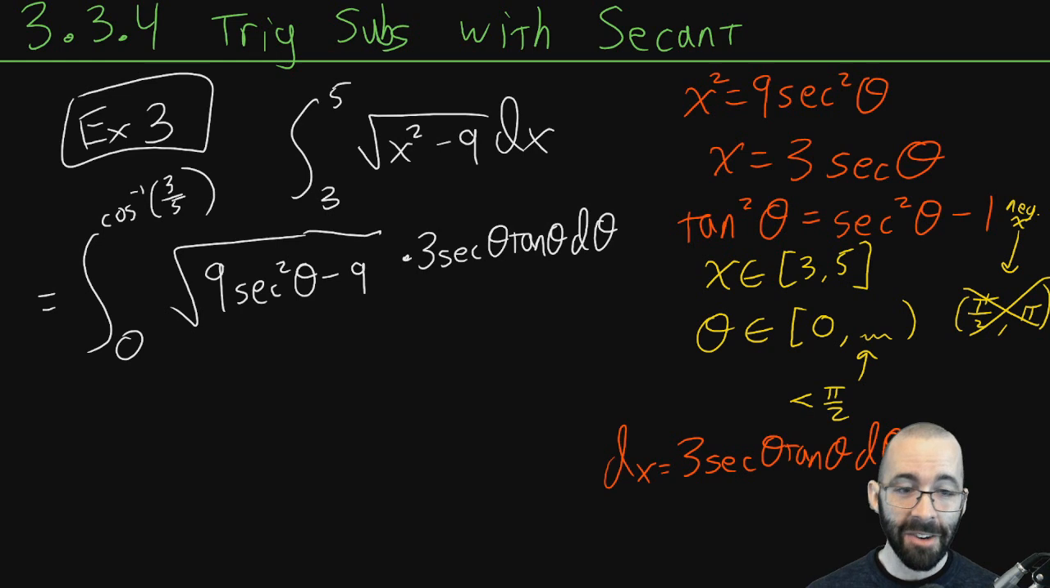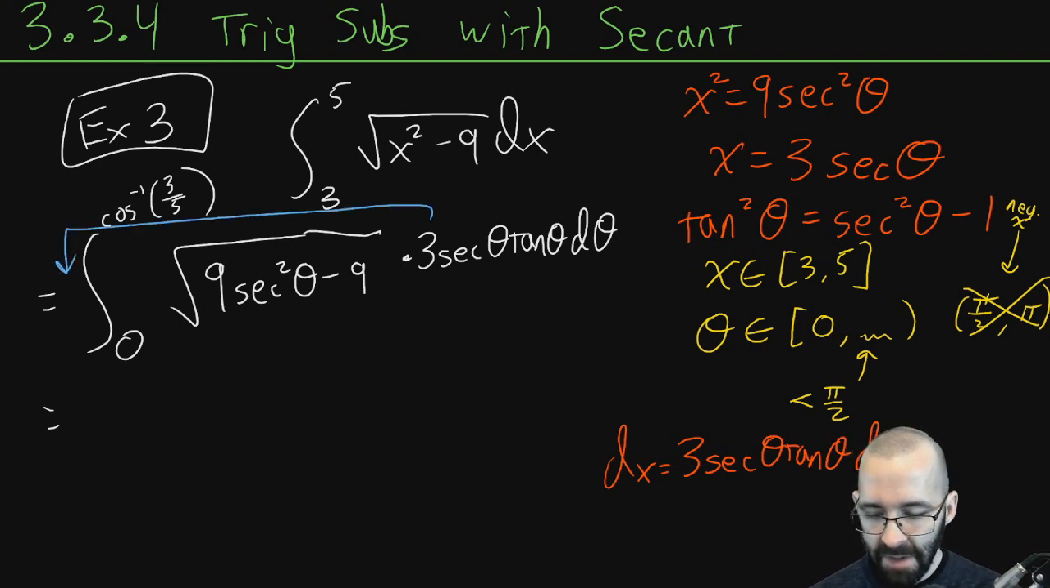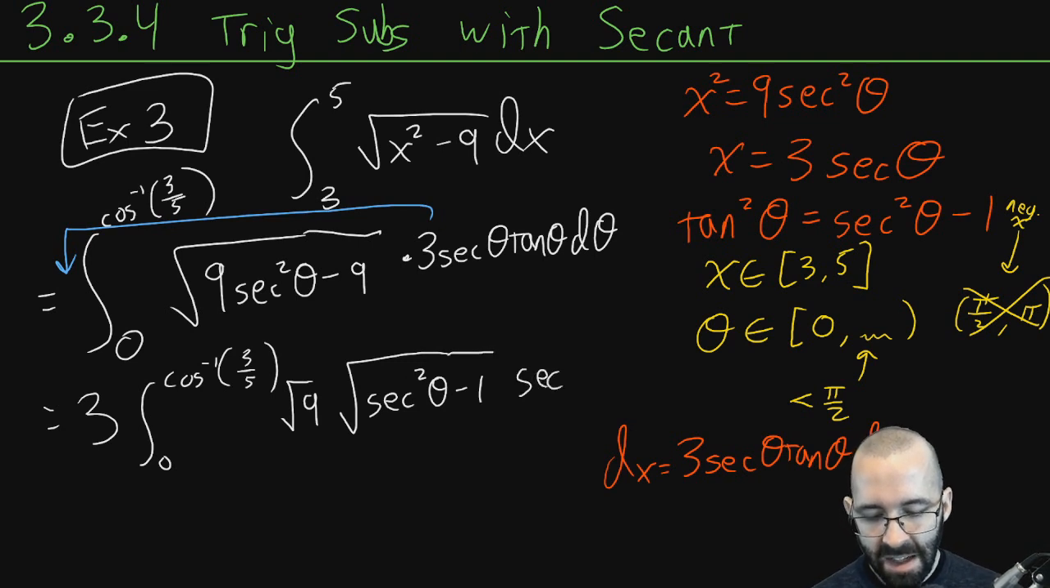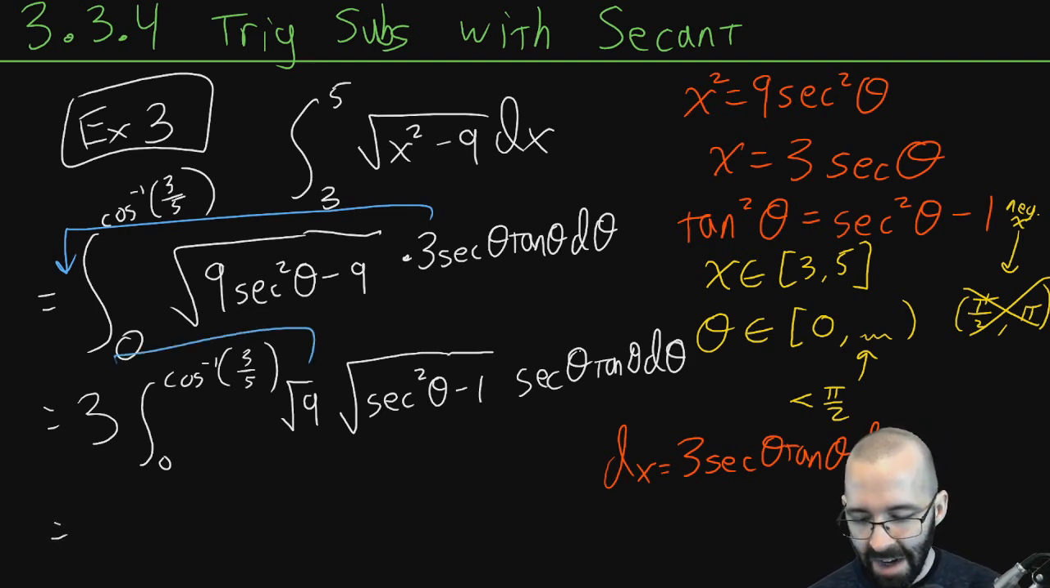Now it looks like a terrible integral. Have a little faith. Let's see what happens. So this 3 comes out in front. Integral from 0 to arc cosine of 3/5. We can factor out a square root of 9. And we're left with secant squared of theta minus 1. And we still have a secant theta, tangent theta, d theta. Now the square root of 9 can come out. Square root of 9 times 3 is 9. Integral from 0 to arc cosine of 3/5.